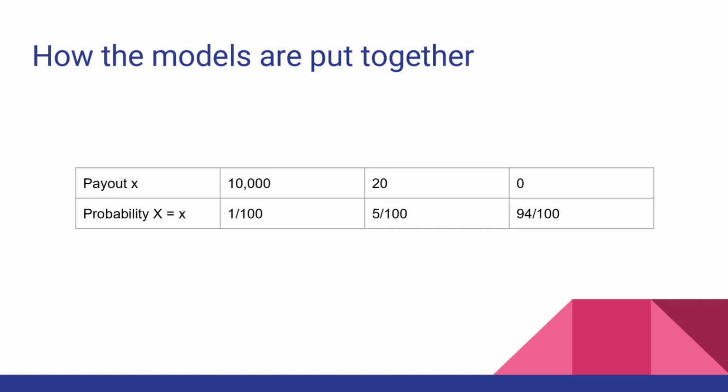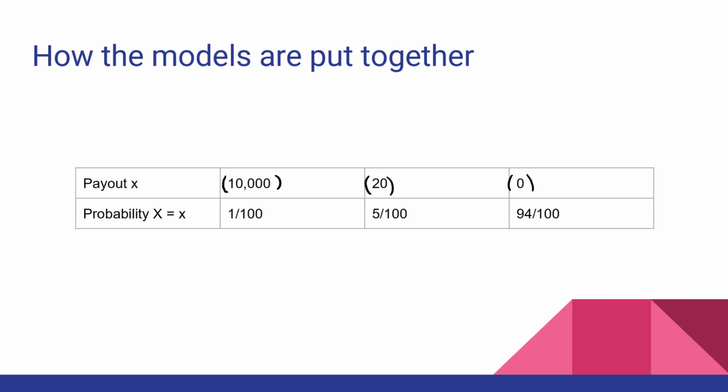In terms of insurance payouts, which is what we have here, we have a $10,000 insurance payout, so this is one possibility. We have a $20 payout, which is another possibility, and then a $0 payout, which is our third possibility. This covers all of the possible payouts you could get from this insurance policy. But each of these payouts has a different probability of occurring.